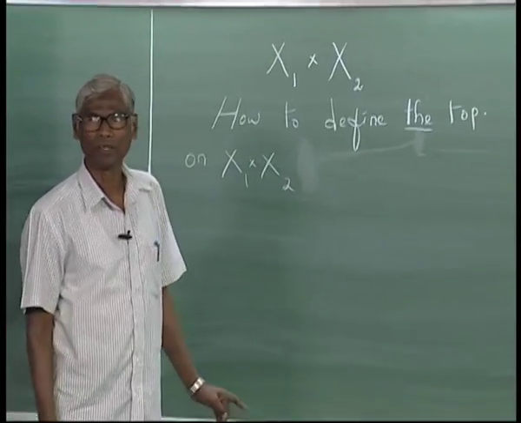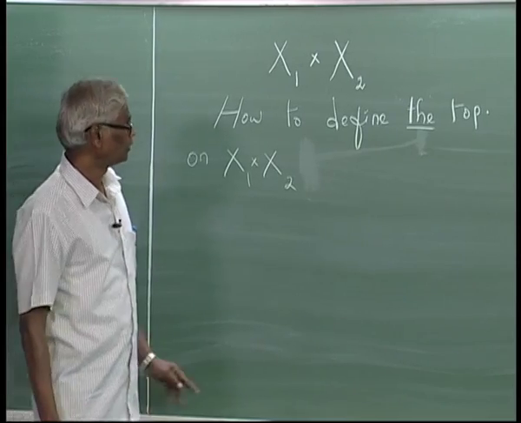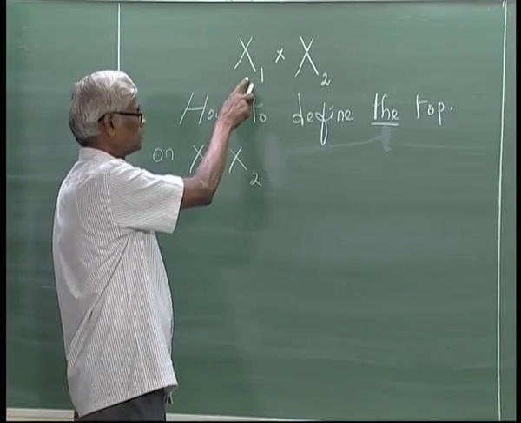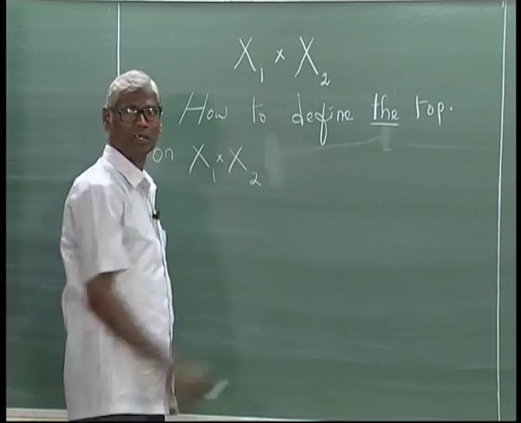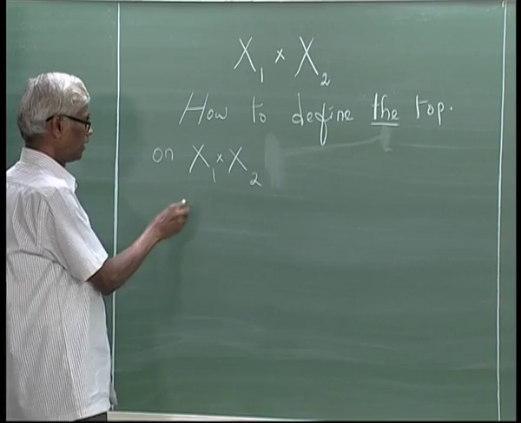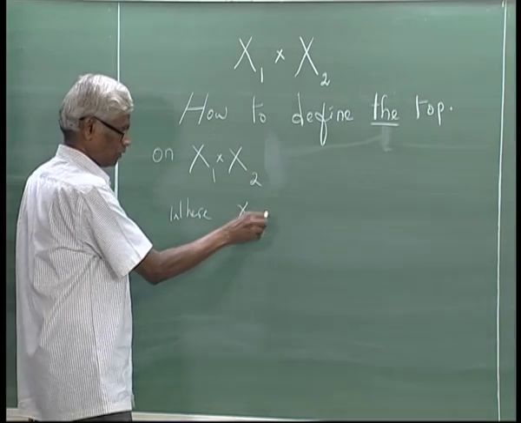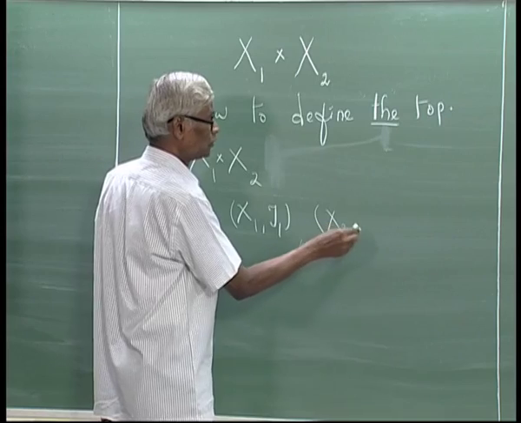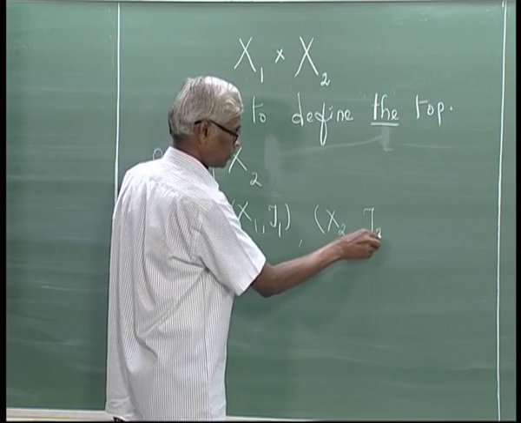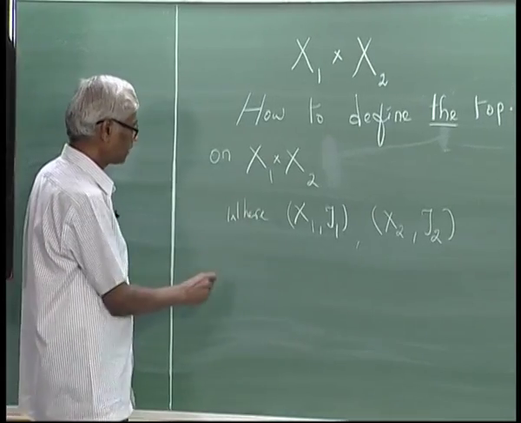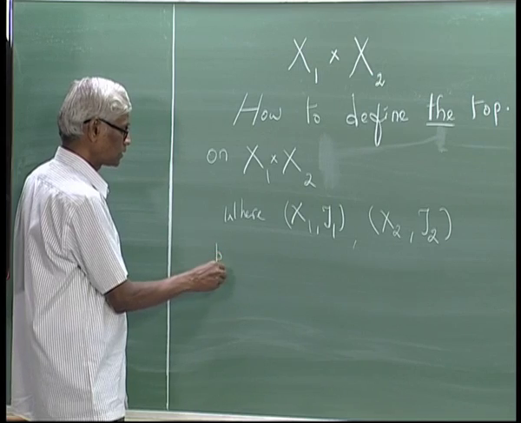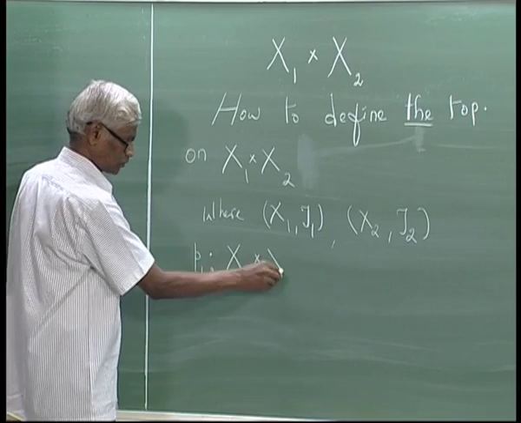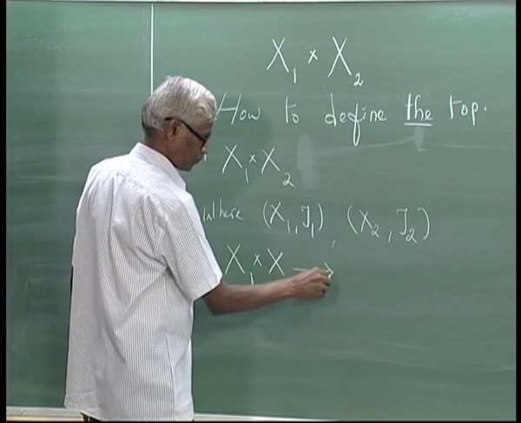In today's lecture, our main aim is to discuss how to introduce a suitable topology on X1 cross X2, where on X1 we have a topology tau 1, on X2 we have a topology, say tau 2, and in a natural way we call it the function P1 from the Cartesian product X1 cross X2 to X1.